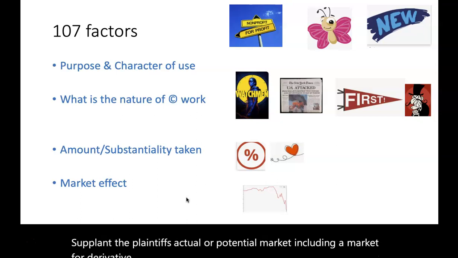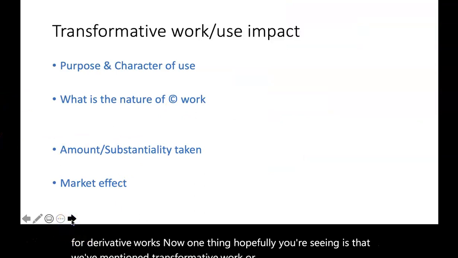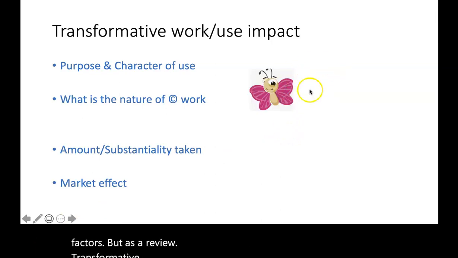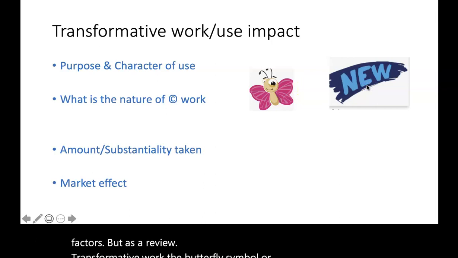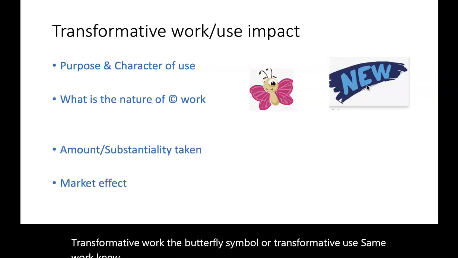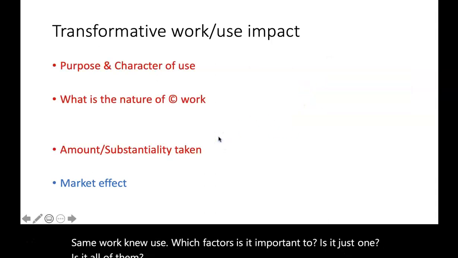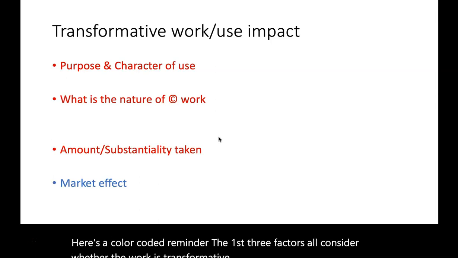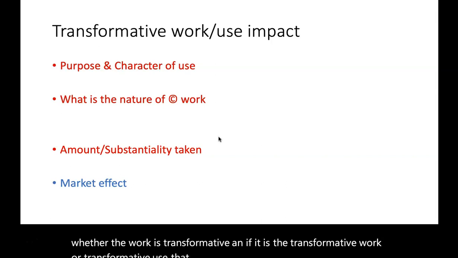Now, one thing hopefully you're seeing is that we've mentioned transformative work or use for a number of these factors. But as a review, transformative work, the butterfly symbol, or transformative use, same work, new use, which factors is it important to? Is it just one? Is it all of them? Here's a color-coded reminder. The first three factors all consider whether the work is transformative. And if it is the transformative work or transformative use, that will tend to favor fair use.